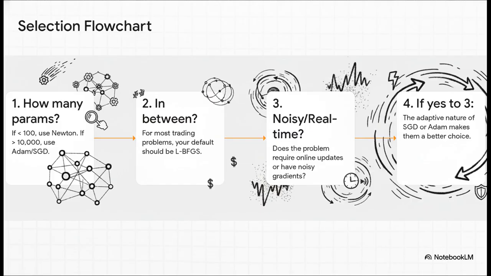First things first, how big is your problem? If it's small, say under 100 parameters, Newton's method is a fantastic choice for its speed and accuracy. If it's massive, with tens of thousands of parameters like in deep learning, you really only have one choice. You've got to use Adam or SGD. And for everything in that sweet spot in between, which honestly covers a huge range of common trading problems, L-BFGS is going to be your best bet. And finally, if your data is noisy or you need to update your model in real time, that's going to push you back towards those faster, more adaptive methods like Adam.